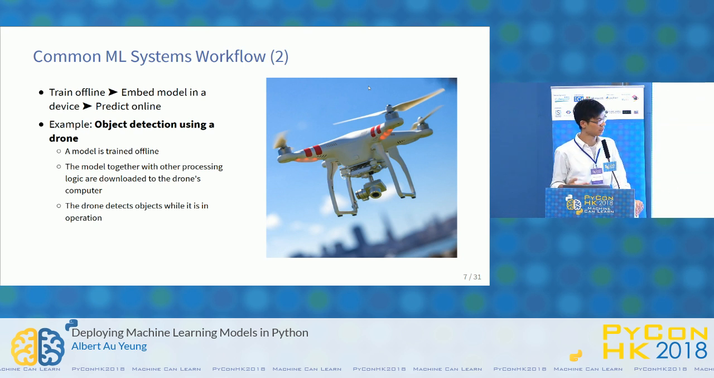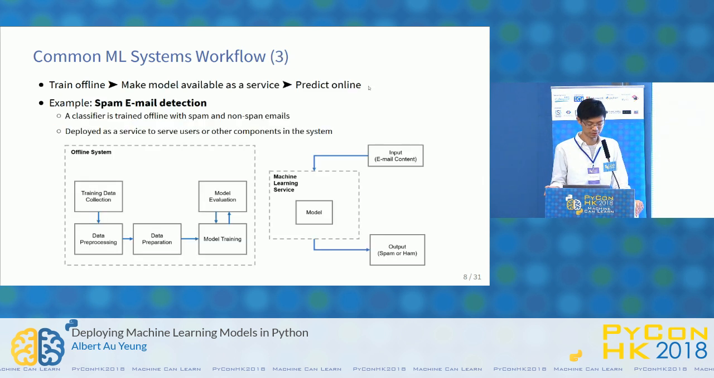And then we come to the last workflow we just mentioned, which is you train the model offline, and then you package the model as a file or something that you can send over to other people. And then make this model available as a service, either as a network application or an HTTP endpoint, something like an API, and then allow other components or users to send requests to this service and generate predictions. An example would be the example I just mentioned, handwritten digit recognition. Another example is spam email detection.